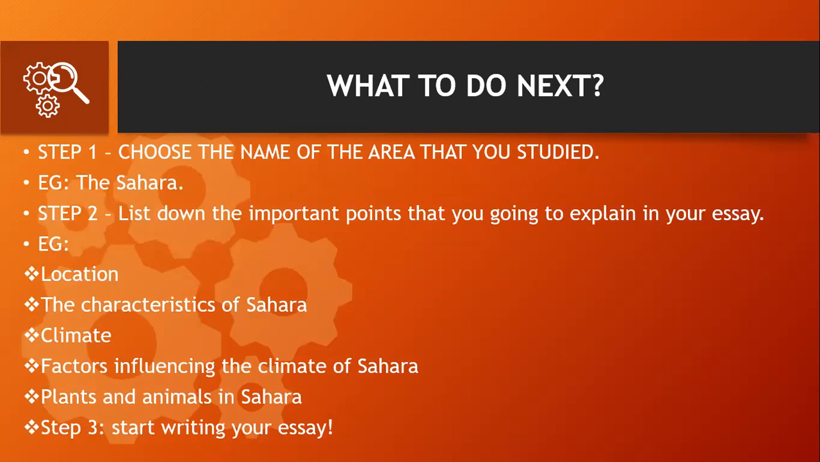Okay, what to do next? First step, choose the name of the area that you studied before. Example, the Sahara. Step 2, list down the important points that you're going to explain in your essay. Example: location, the characteristics of the Sahara, climate, factors influencing the climate of the Sahara, plants and animals in the Sahara. Step 3, start writing your essay. Now, let's look at how to write the essay properly.